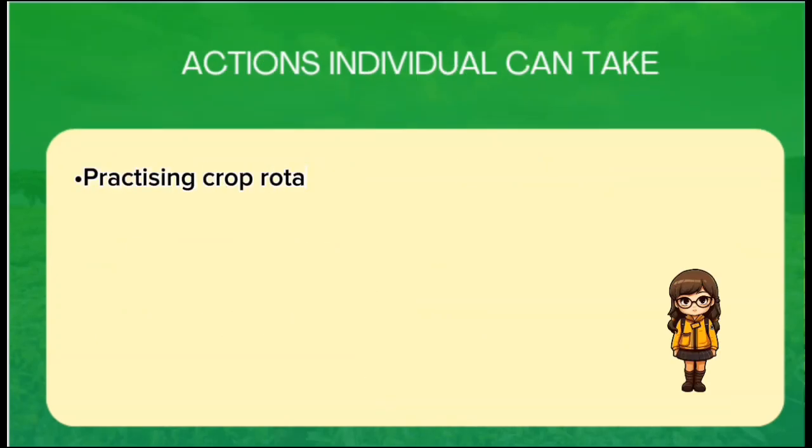Practicing crop rotation. Crop rotation involves alternating crops to maintain soil fertility, reduce pests and diseases, and promote biodiversity. Agroforestry integrates trees into agricultural landscapes, enhancing biodiversity, soil health, and ecosystem services. Permaculture designs sustainable ecosystems by mimicking nature, minimizing external inputs, and maximizing biodiversity.